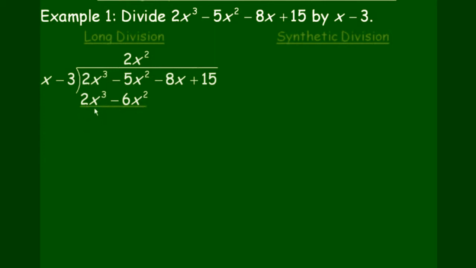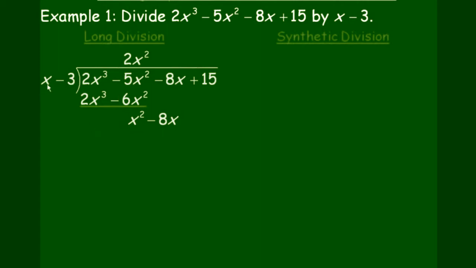So 2x cubed minus 2x cubed is nothing. You can write 0x cubed if you want there, but you don't have to. Now negative 5x squared, taking away negative 6x squared is the same as adding 6x squared. So this is really just negative 5x squared plus 6x squared, which gives you 1x squared, or just x squared. Then you bring the negative 8x down. Now I divide the x in the x minus 3 into the x squared.